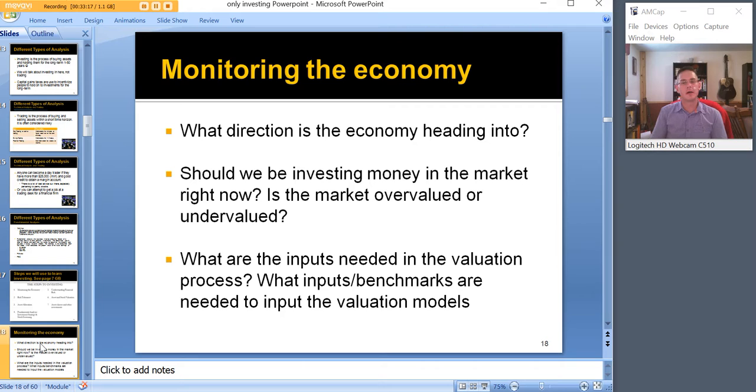So we're concerned about this because we want to know what direction the economy is heading into, and we're asking ourselves, should we be investing money in the market right now? And is the market overvalued, or is it currently undervalued? The other thing we're looking at is what inputs we need for the valuation process, and what inputs are needed in the valuation models. Okay? So this is what we're trying to answer when we're monitoring the economy.